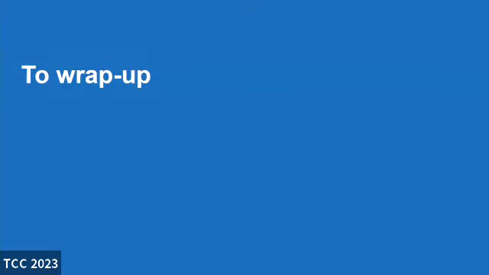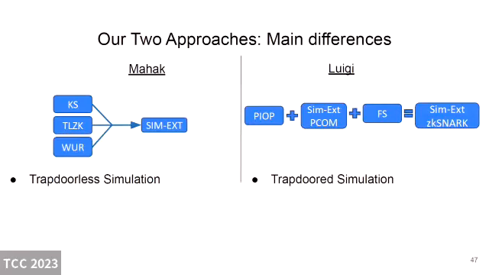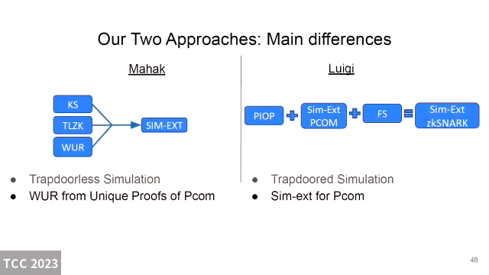Now, to wrap up, the reason why on this stage you have seen two people and not just one presenting a joint work is that our two approaches achieve similar goals, but there are also a lot of differences. In particular, as Mark was saying, they assume a trapdoor-less simulator, while we rely on a trapdoor simulator. They derive the weak unique response property from the unique proofs of polynomial commitments. So for example, they analyze the case of KZG, while we require the stronger property from the polynomial commitment.